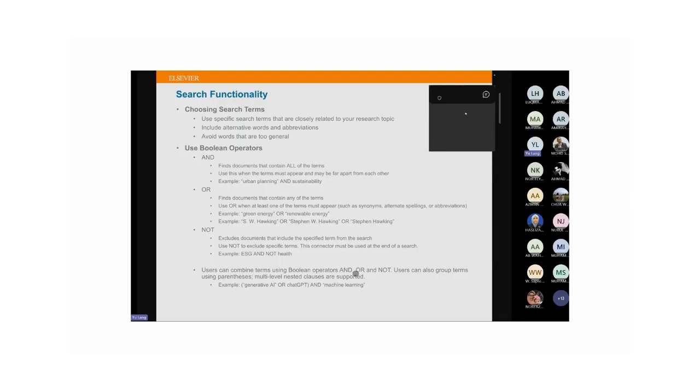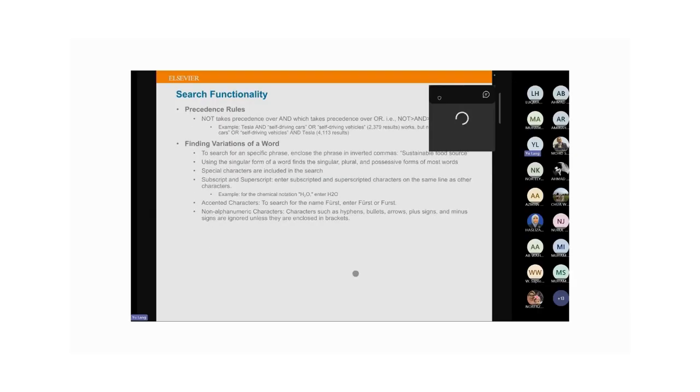And when using all these operators, there are precedence rules. So the precedence rules are NOT takes precedence over AND, which takes precedence over OR. So if you search Tesla AND self-driving cars OR self-driving vehicles, then it works. But if you search self-driving cars OR self-driving vehicles AND Tesla, then you will get a different number of results because of the precedence of the Boolean operators or Boolean connectors.